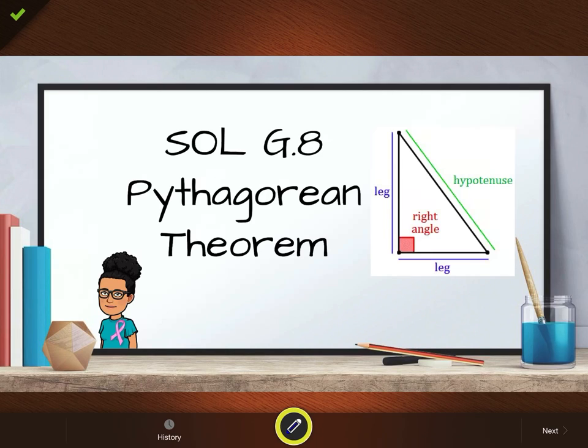Hey everyone, today we're going to talk about the Pythagorean Theorem, and you have seen this before, if not once, at least once, possibly twice, if not more. So remember, Pythagorean Theorem only goes with right triangles, and there's a picture.